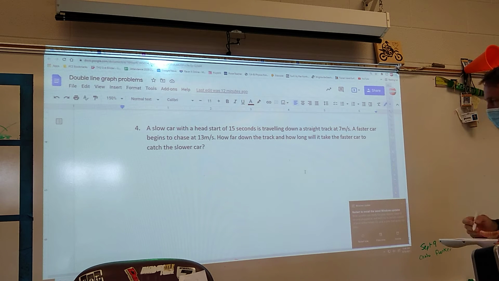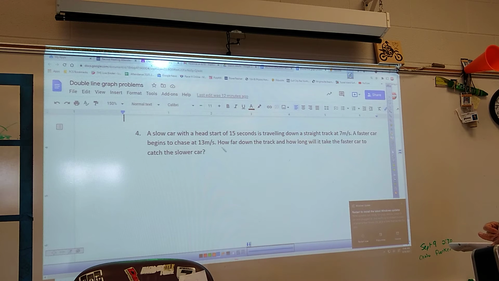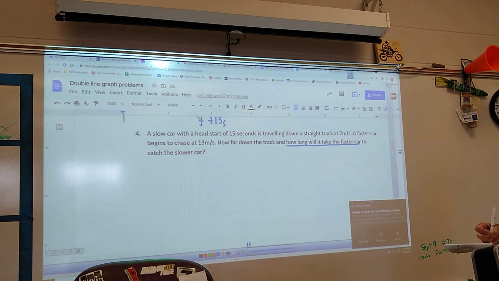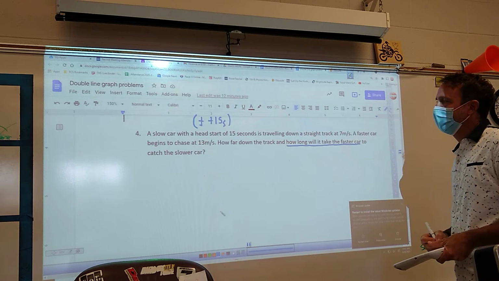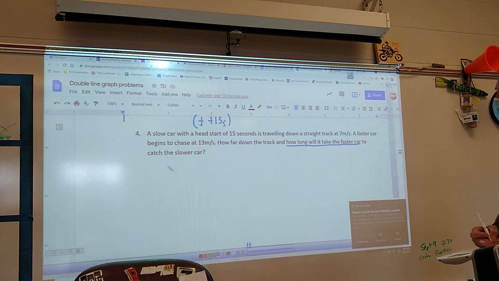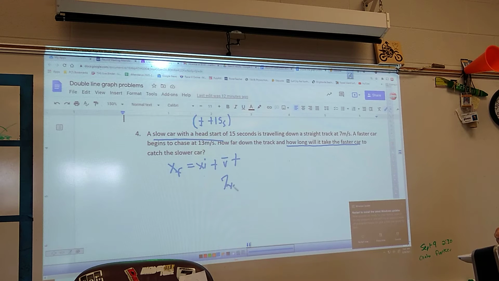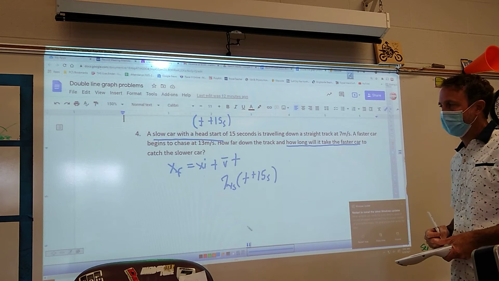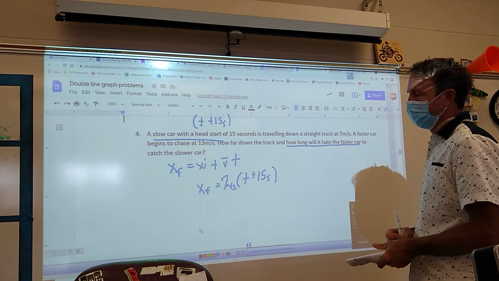All right. First of all, the question says, how long will it take the faster car? So if we think about the slow car compared to the fast car, the slower car's time is t plus 15 more seconds. That's the time for the slow car, 15 seconds more than the fast car. So if we were going to write xf equals xi plus vt for the slow car, it's got a head start of 15 seconds and its speed is 7. So you could say 7 meters per second times t plus 15 seconds. Everybody like that? So that is the final distance for the slower car.